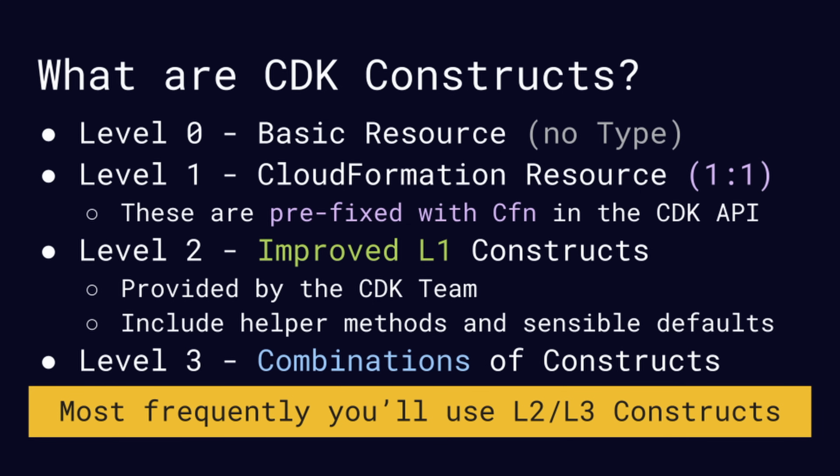Level 2 constructs are improved or extended level 1 constructs. They're provided by the CDK team and offer helper methods and sensible defaults. Level 3 constructs are combinations of constructs, which could be an intermingling of level 1, 2, and 3 constructs together. More often than not, you'll be interacting with level 2 or 3 constructs. Some modules in CDK don't have level 2 constructs yet, but pretty much all of the level 1 constructs exist for the corresponding CloudFormation API. The CDK team is very fast at implementing changes to level 1 constructs and more frequently use level 2 constructs.